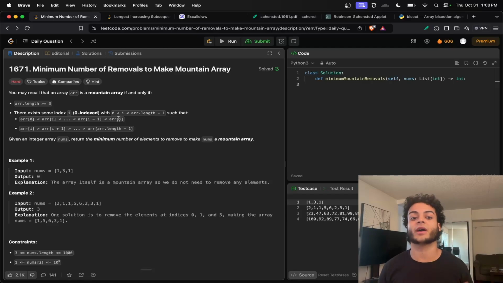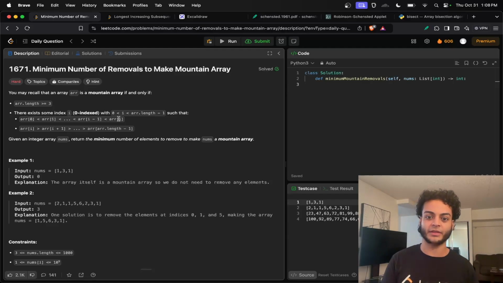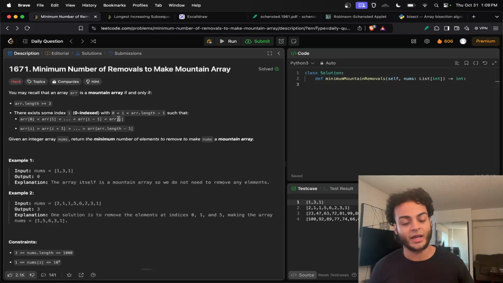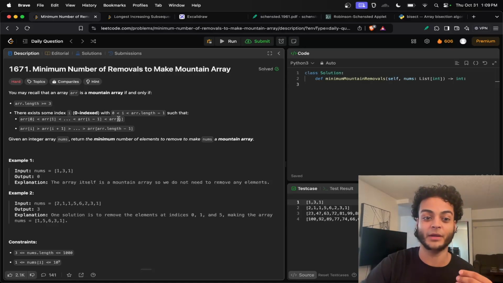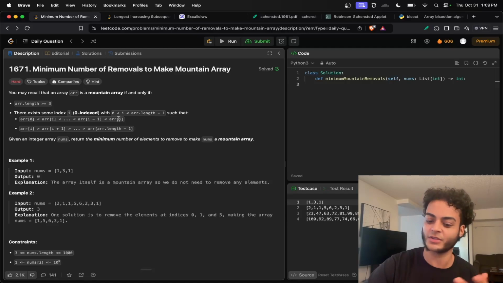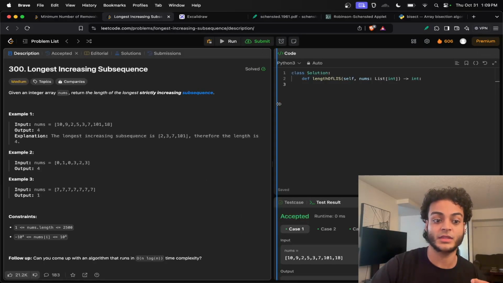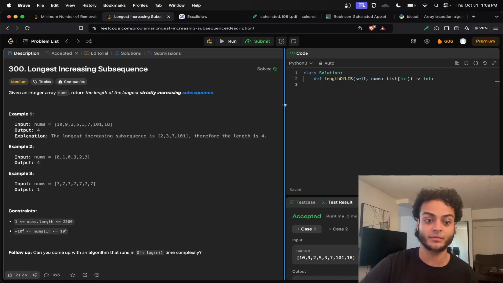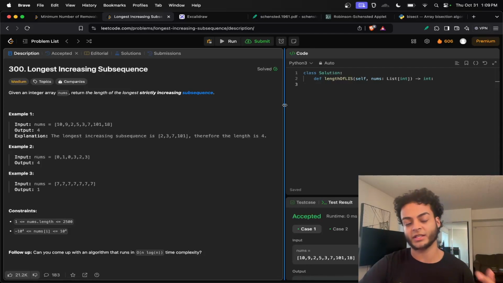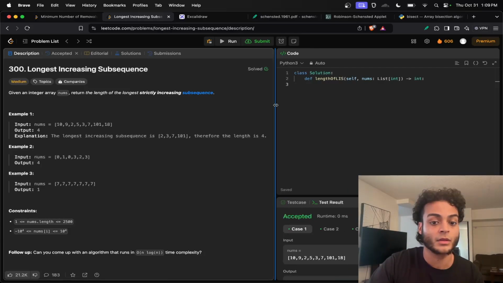Luckily, Leetcode actually has this problem as its own sort of link that we can look at. And so we can solve this subproblem of the longest increasing subsequence and then come back here to solve the minimum removals to make mountain array. So let's check out longest increasing subsequence. This problem is a bit easier. It just says, given an integer array nums, return the length of the longest strictly increasing subsequence.